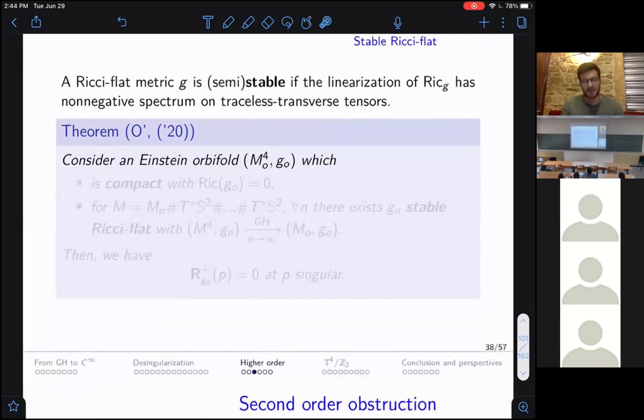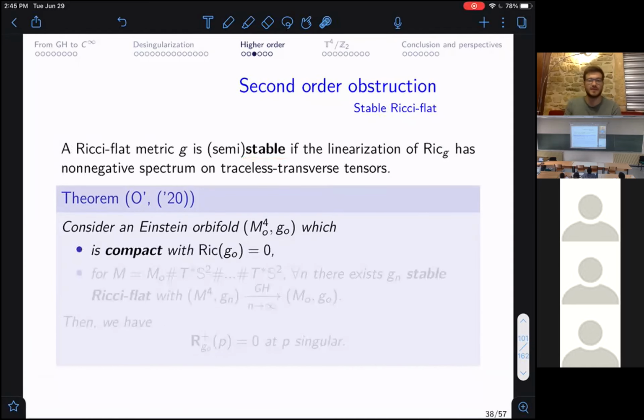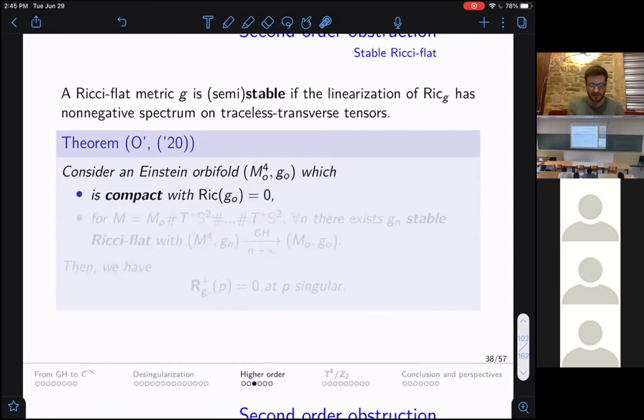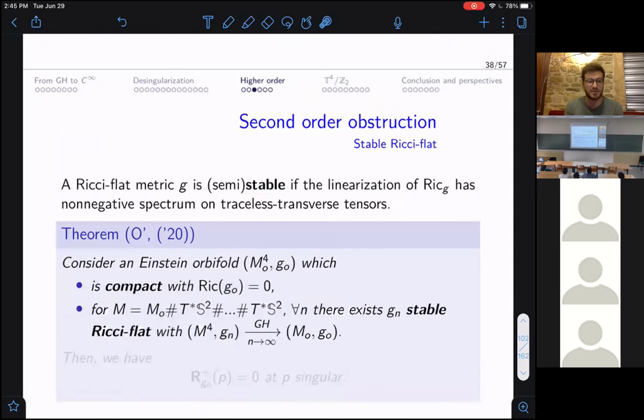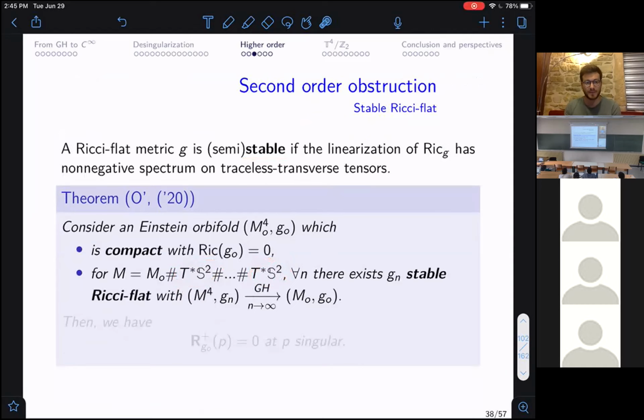So let me take again a Ricci-flat compact manifold desingularized by a bunch of Eguchi-Hanson metrics. Here you can have many of them. And let's assume that there is a sequence of stable Ricci-flat metrics converging to it. Then we have the same obstruction. The self-dual part of the curvature is just vanishing at the singular point. It's important to note that it's only at the singular point at this step that this is true. Okay, so that's a higher order obstruction.